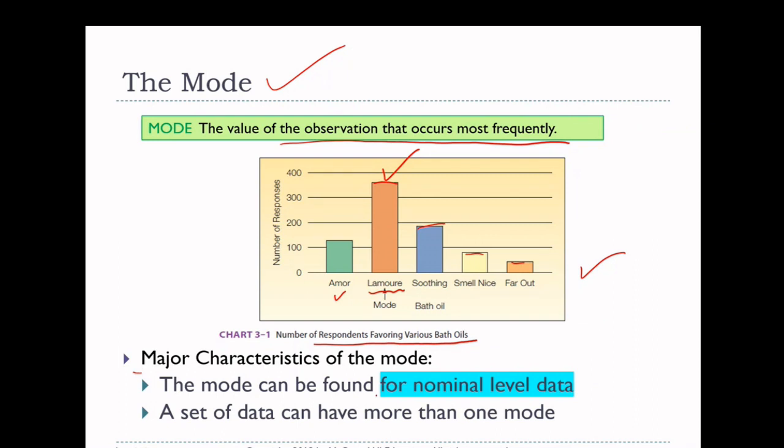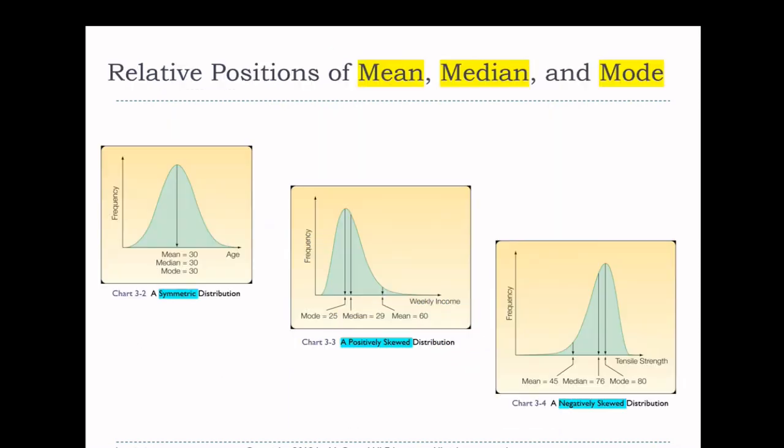The mode can be found for a nominal level of data. A set of data can have more than one mode. Okay, we'll take these examples later on.